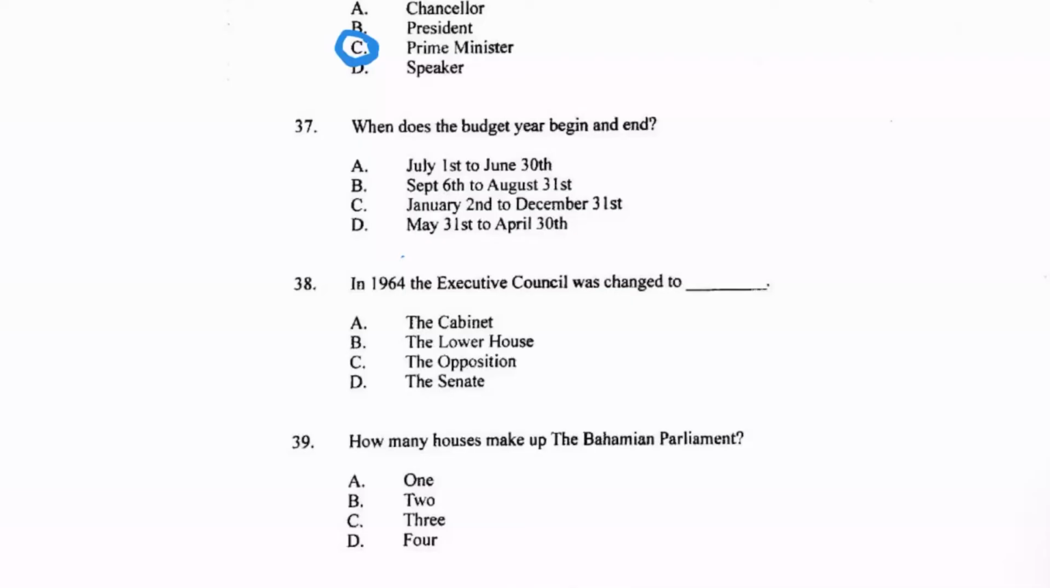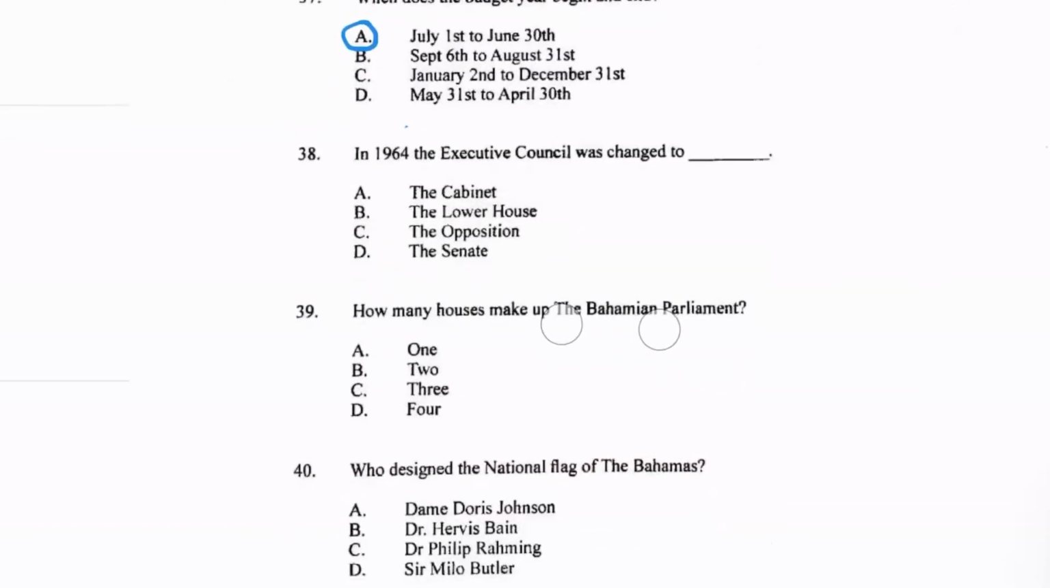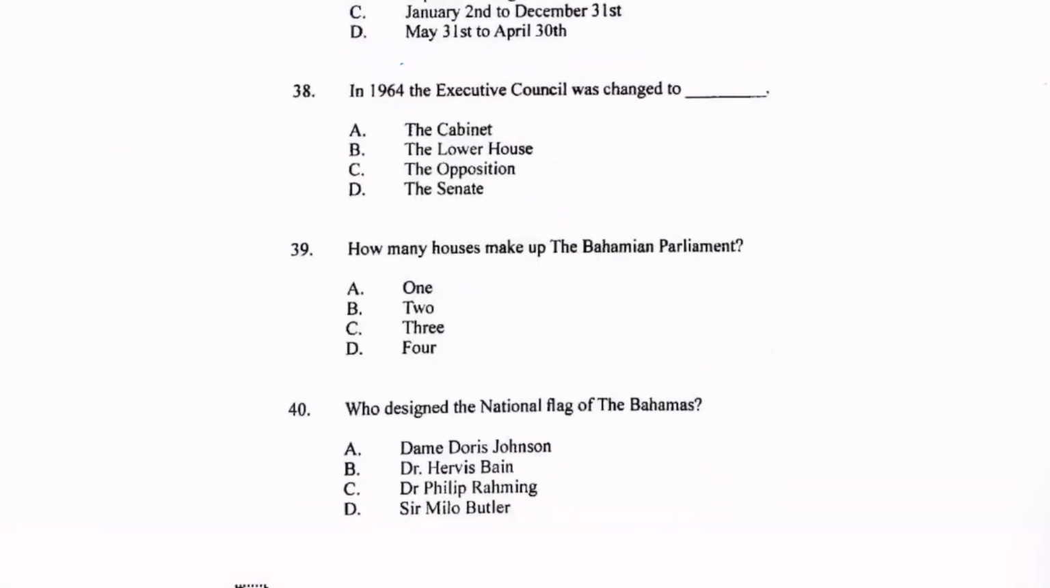The answer is A for 37. It starts in July and it ends in June, July 1st, and it ends June 30th. Okay, in 1964, the Executive Council was changed to what?